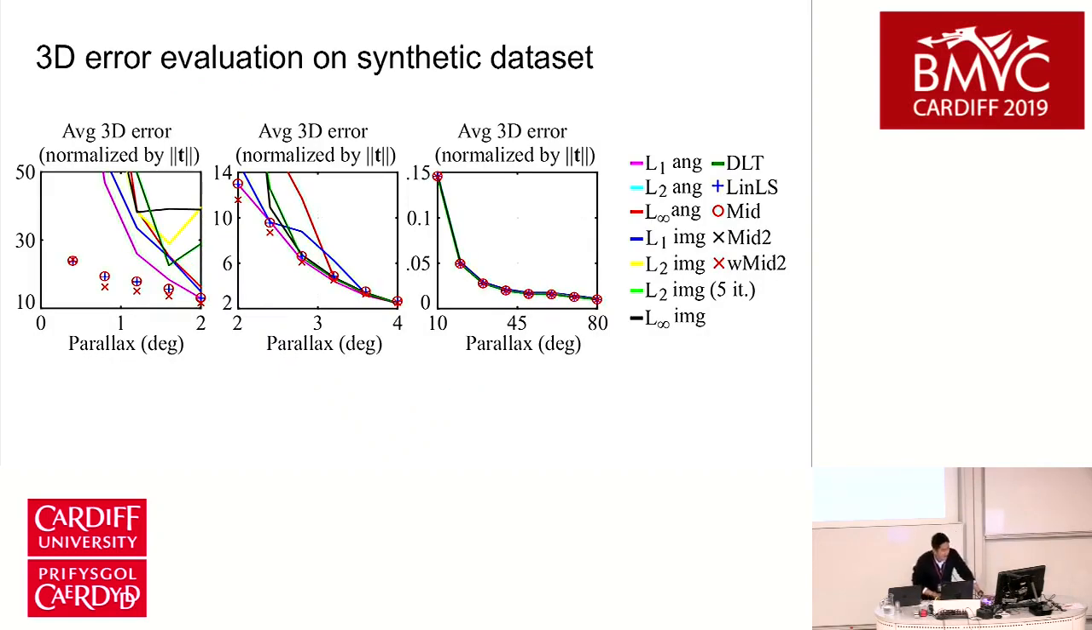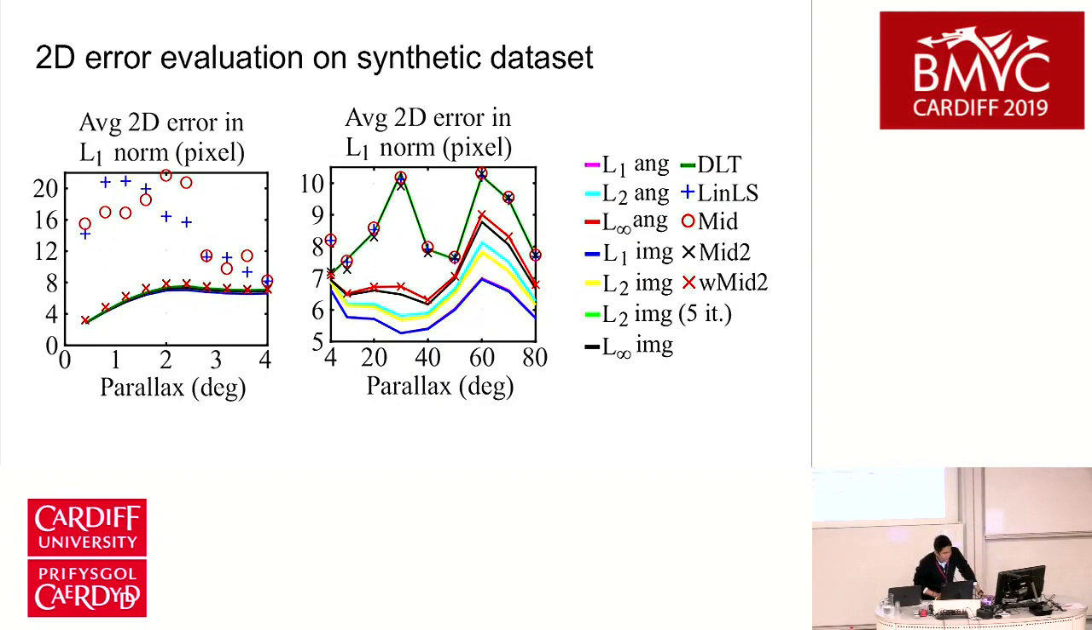And here's the result. This plot shows the 3D error across different parallax angles. The solid lines represent the optimal methods. The circular markers represent the classic midpoint method, and the X markers represent ours. As you can see, at parallax below 2 degrees, the classic midpoint and our methods outperform the optimal methods by a significant margin. And above 2 degrees, the performance gap gradually decreases, and above 4 degrees, all methods perform equally well in terms of 3D accuracy.